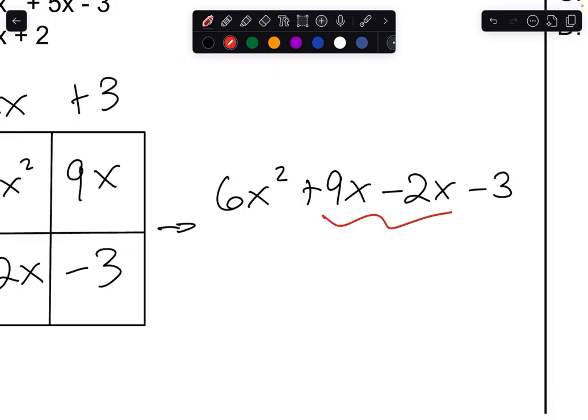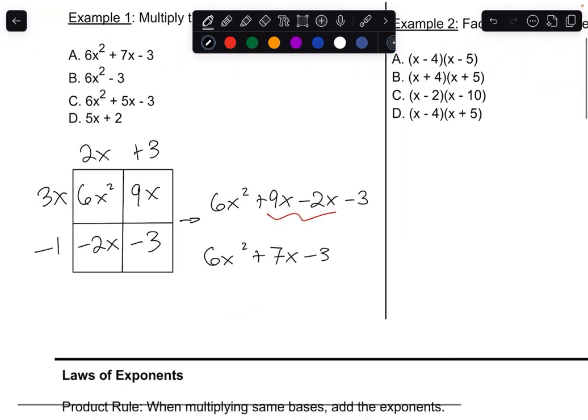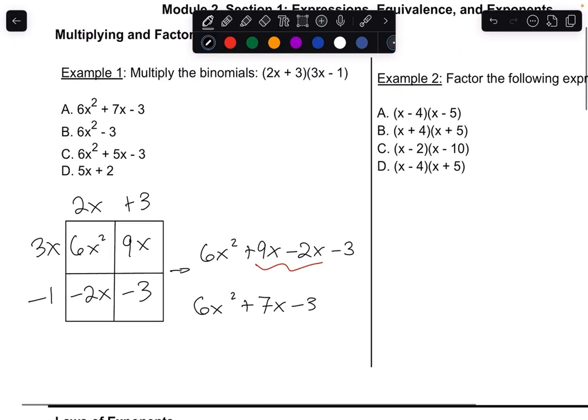We should notice that, hey, we have like terms we can combine together. Only those with the same amount of x's, or really the same amount of variables, can be combined together, which is just the 9x and the -2x. So for us, it would work out to be A.